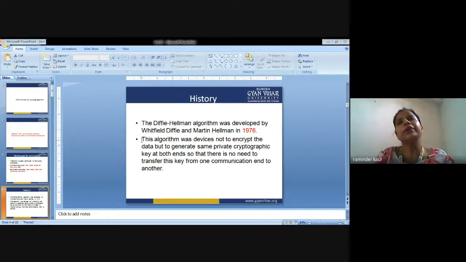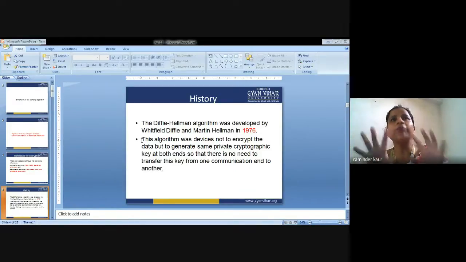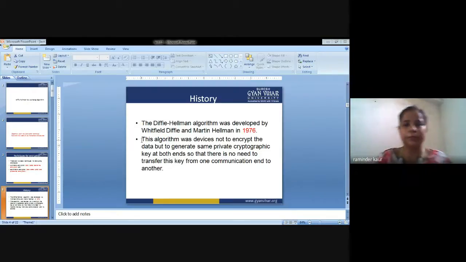So what is the history behind the Diffie-Hellman key exchange algorithm? It was developed by Diffie and Hellman in 1976, and this algorithm was devised not to encrypt the data but to generate the same private cryptography key at both ends, so that mutual communication between the two parties can take place. There is no need to transfer this key from one end to the other, because the key is a mutual understanding between the two parties communicating over the network, without telling the details to the network.